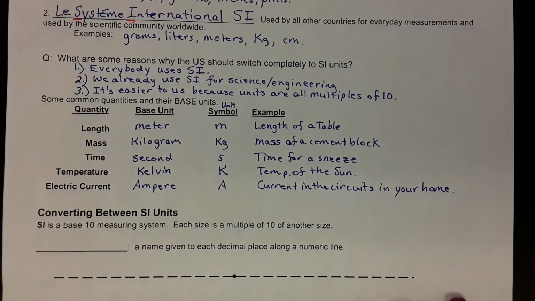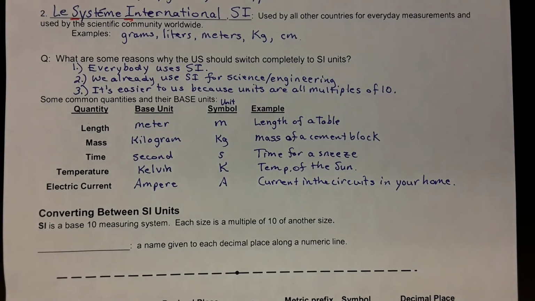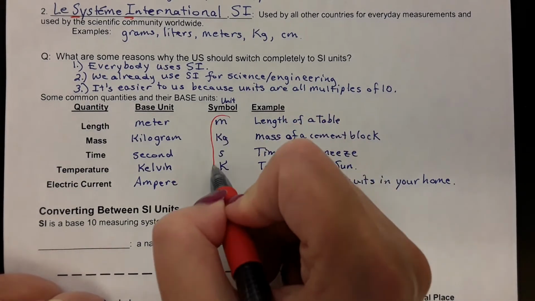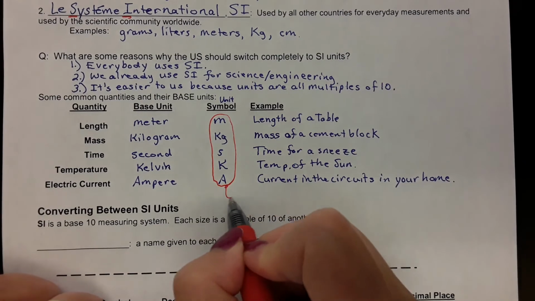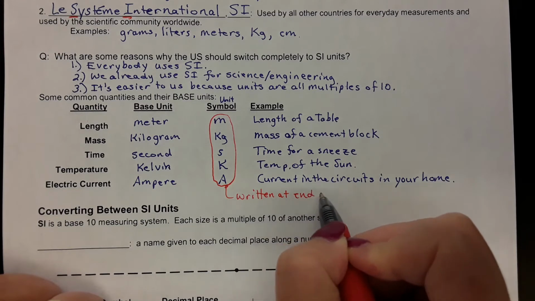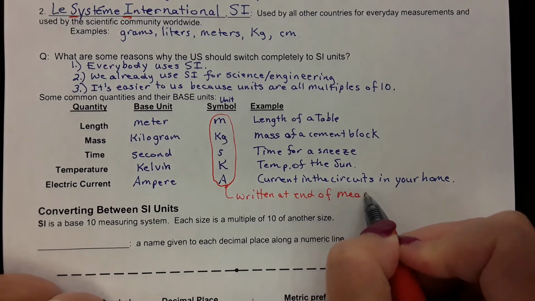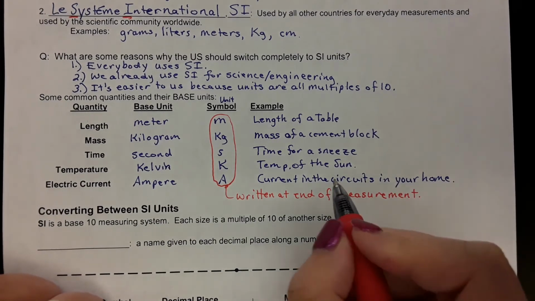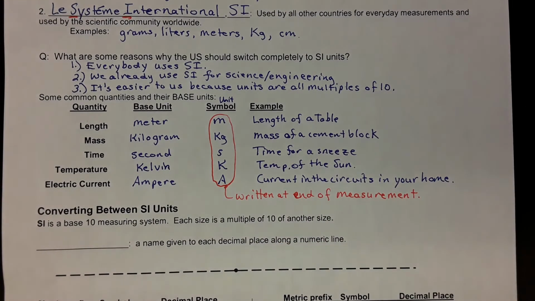All right, so those are the base units and their unit symbols. Remember, these go at the end of the measurement. Let's write that right here: written at end of measurement. Remember, all measurements have a number and a unit. So that's the unit symbol that goes at the end of the measurement, so everybody knows what size chunk that measurement was taken in.